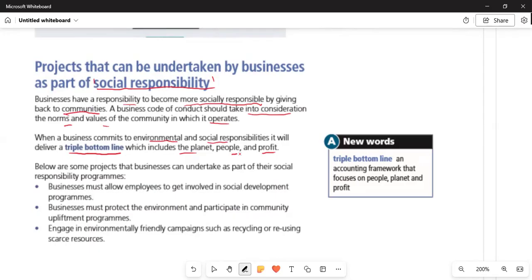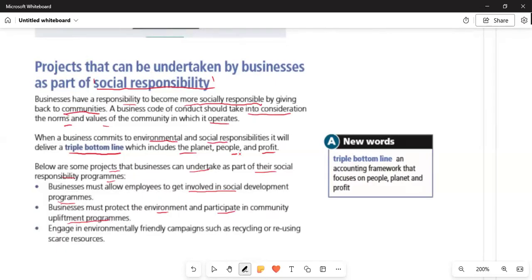So that is that. Below are some projects that business can undertake as part of social responsibility programs. Business must allow employees to get involved in social development. Make sure that you give the employees a chance as well to be involved in that. Business must protect the environment and participate in community upliftment programs. As we've said, that is giving back to the community. So make sure that you come up with projects that are going to uplift the community.